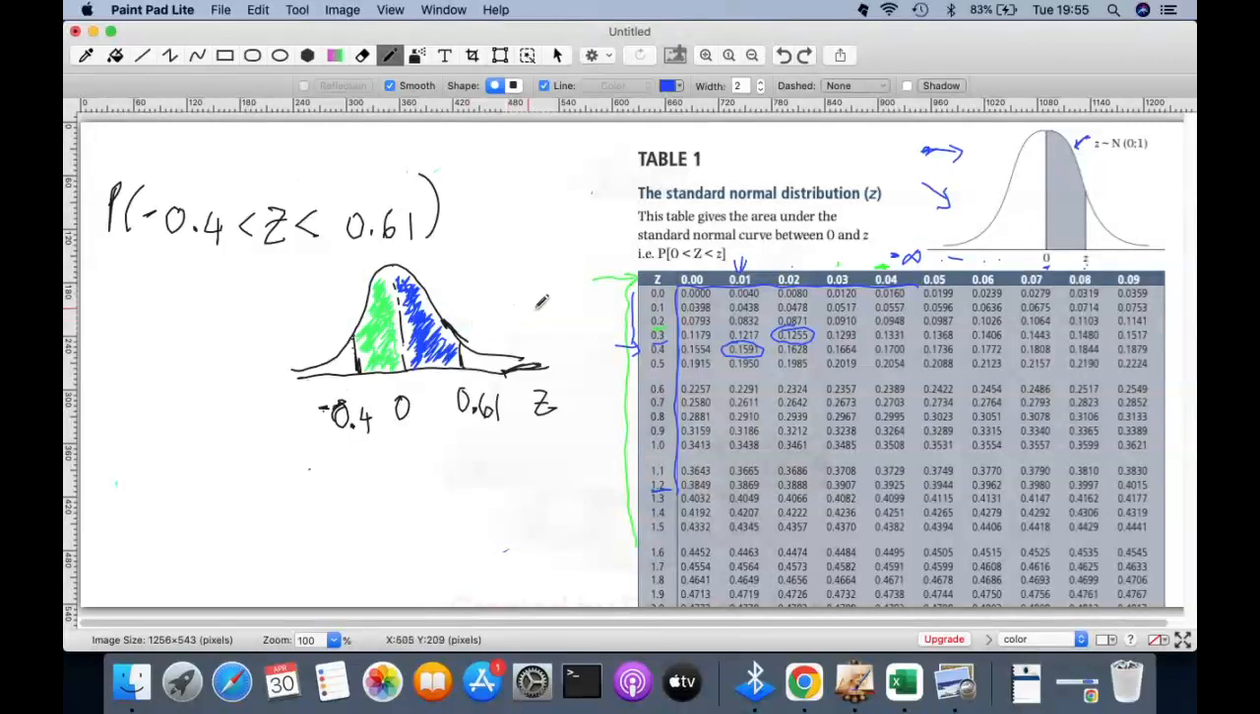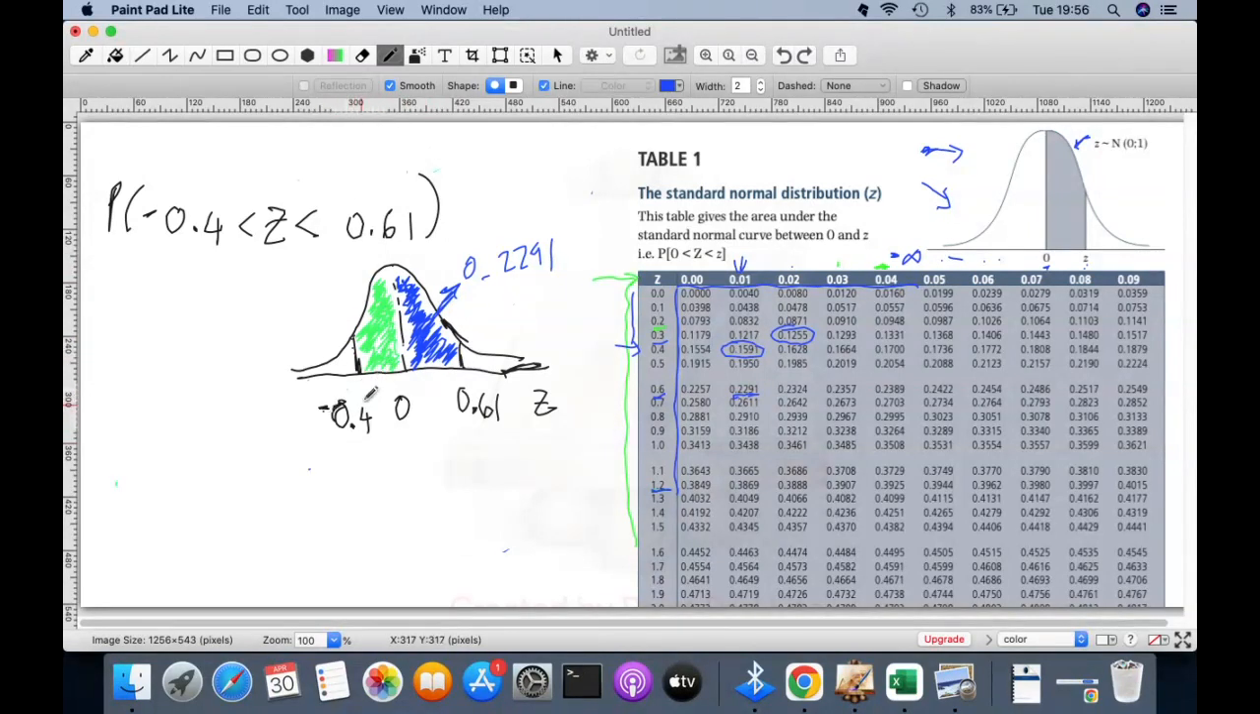Now the blue area is very easy to find from the table. That's what you've been doing all this time. You just need to look at where z is 0.61 and there's 0.6. So 0.61 is here where they intersect. It's exactly what you were doing earlier. There, it's 0.2291. So this blue area is 0.2291.